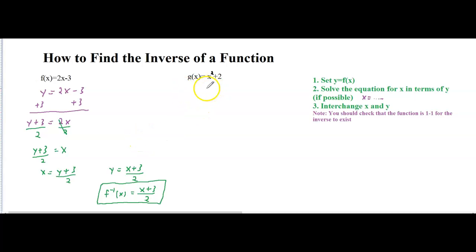Let's try it for the second one. First, we'll set y equal to g of x in this case, as it doesn't matter if it's an f, h, k, or anything. Now, we'll solve the equation for x in terms of y, if possible.